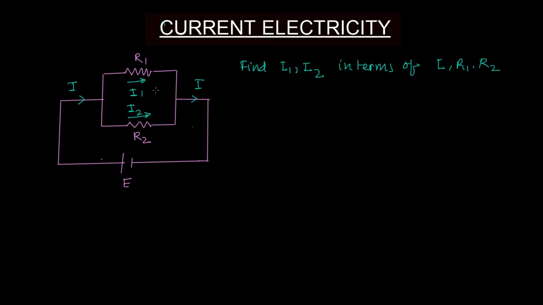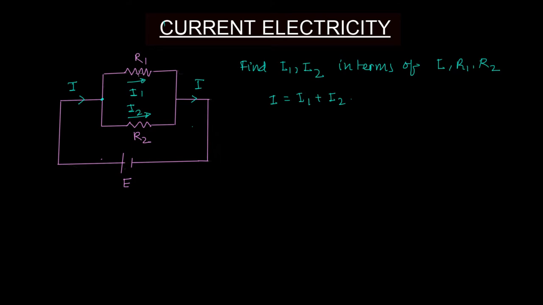The statement of the problem is to find I1 in terms of I, R1, R2, and I2 in terms of I, R1, R2. Now what do you do in such problems? Let us try to understand. Try to set up all those equations that are possible. So the first equation that is possible is that I is equal to I1 plus I2.